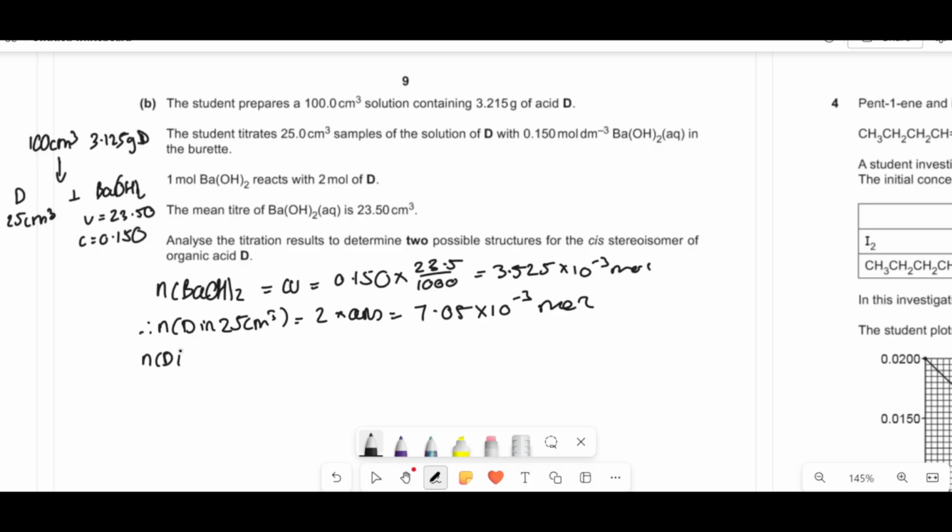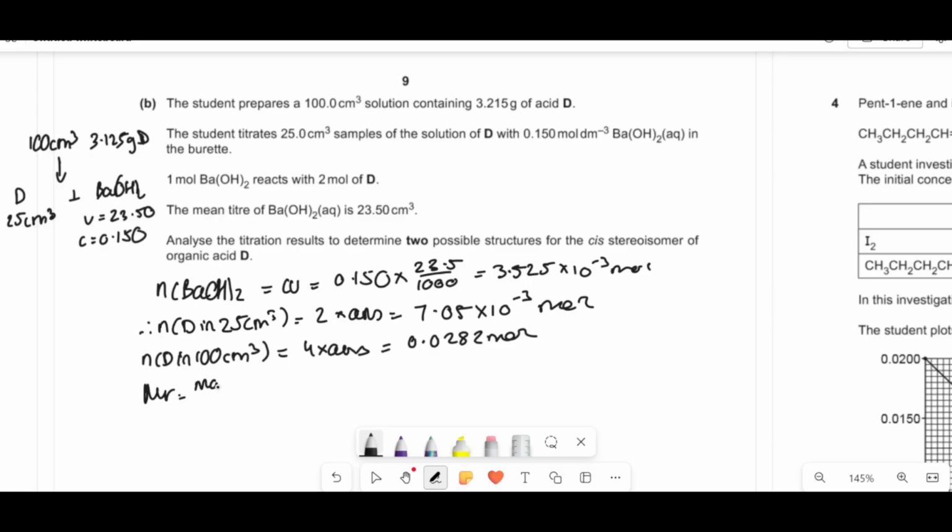So the moles of D in 100 centimeters cubed has got to be... it says in the exam report, I had a look out of curiosity. A lot of people just multiplied by a factor of 10 because they thought it was 25 to 250, and others just put some other random numbers in. It's 25 to 400, so it's going to be 4 times this answer, which ends up being 0.0282 moles.